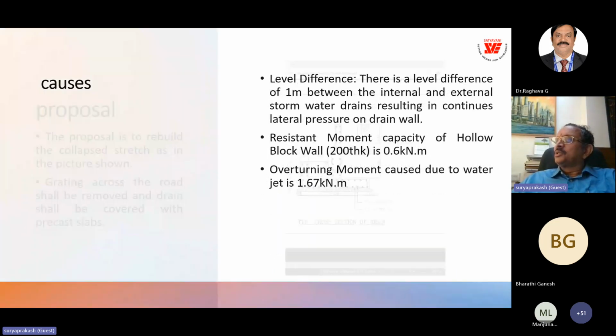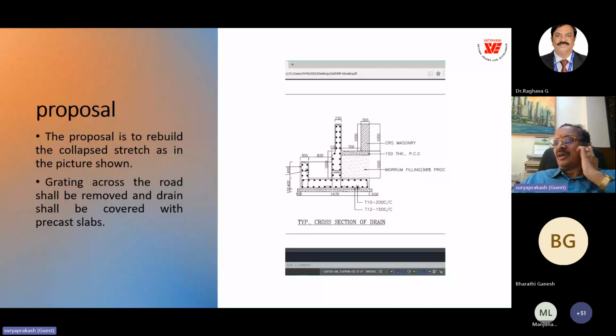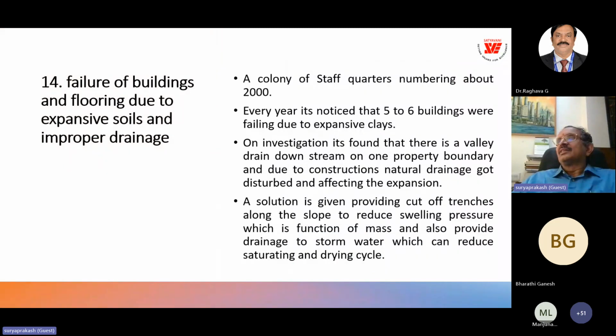Hollow block walls were used, and proper engineering was not done. The drainage system was not considered. So that was the case of a compound wall. Next, flooring due to expansive soils. This is another interesting case.